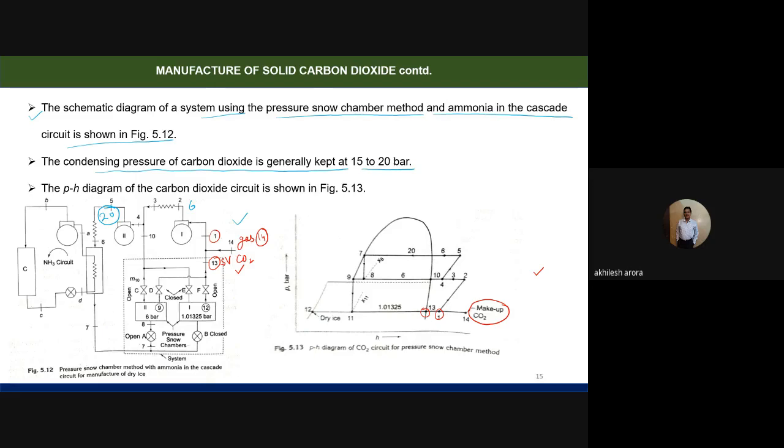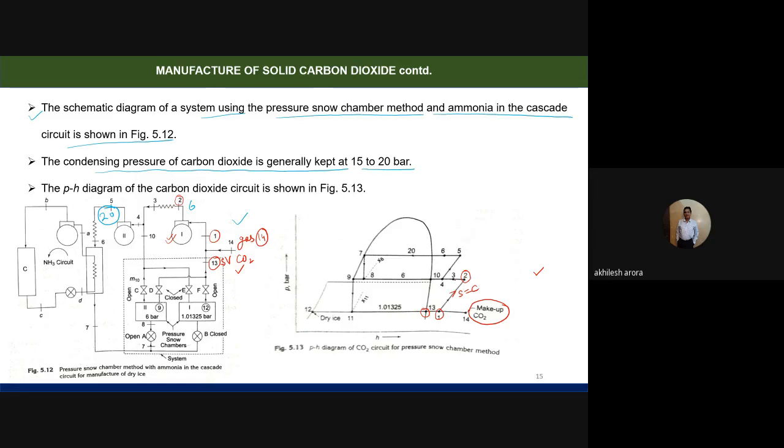Now between 1 to 2, you can see here in the low pressure compressor, the refrigerant is compressed up to point number 2. So this is the compression process. This has been shown as isentropic compression. Entropy is constant. Then 2 to 3, the heat is being rejected to the surroundings.